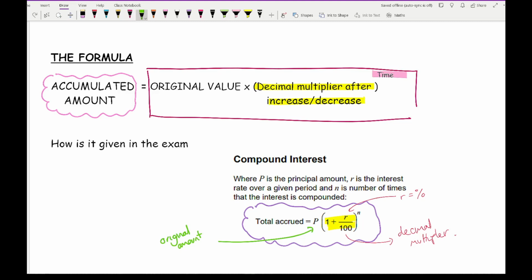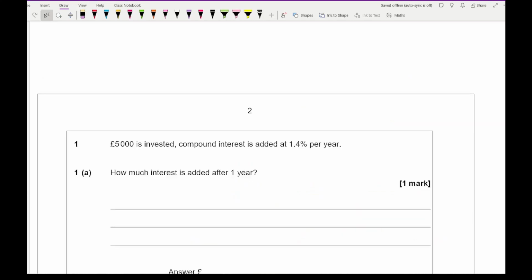So as long as you understand how to use the formula that's given to you in the exam, you should be absolutely fine. Now, without further ado, let's have a look at some exam questions.